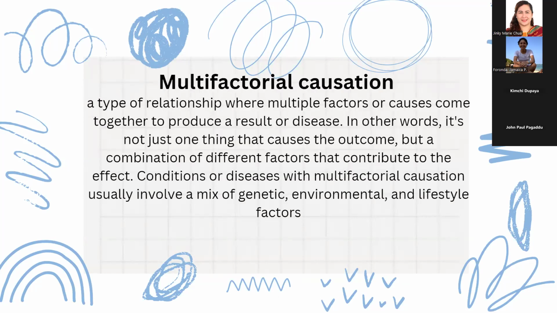So next po is yung ating multifactorial causation. So it is a type of relationship where multiple factors or causes came together to produce a result or disease. In other words, it's not just one thing that causes the outcome, but a combination of different factors that contribute to the effect. Conditions or disease with multifactorial causation usually involve a mix of genetic, environmental, and lifestyle factors.